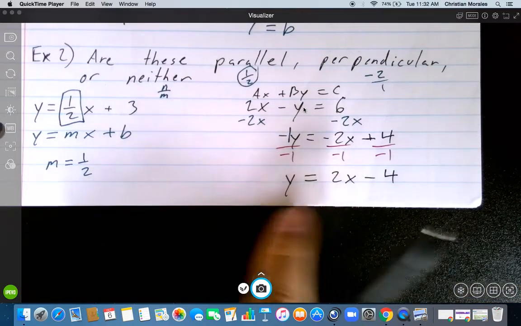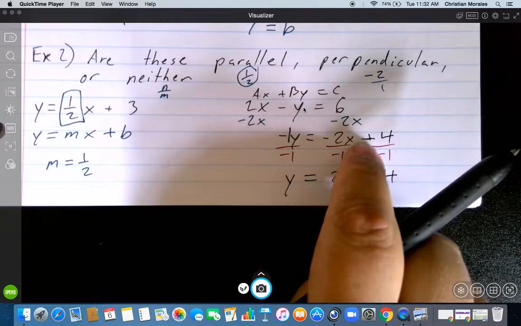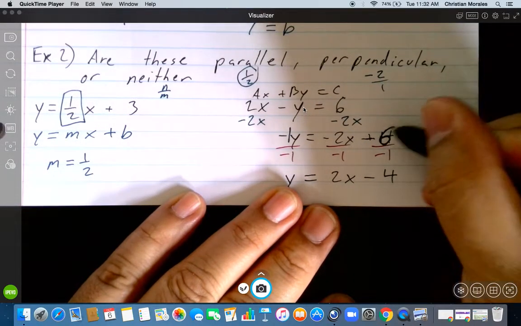Okay, so here's my new line. Here's this equation. Oh, I'm sorry. I totally messed up. That should have been a 6. Where did I get 4 from?